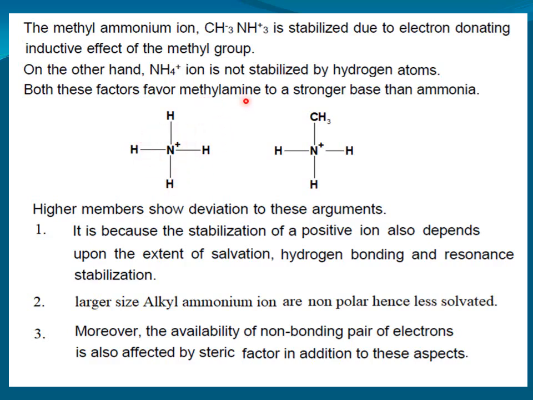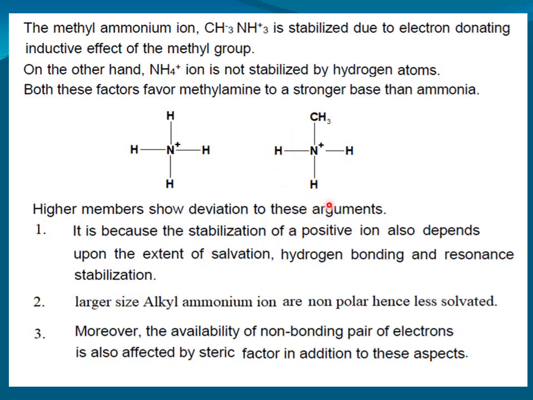Now students, higher members show deviation to this argument. It is because the stabilization of this positive ion also depends upon the extent of solvation. Now you know what is solvation: when a cation or an anion is surrounded by the solvent molecules. Or the ion can also be stabilized by hydrogen bonding, and resonance stabilization may also affect the stabilization of this positive charge when it is present in such a molecule.